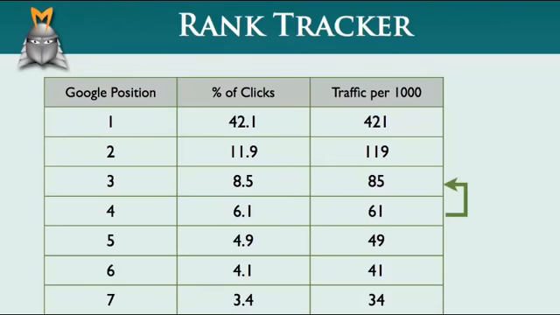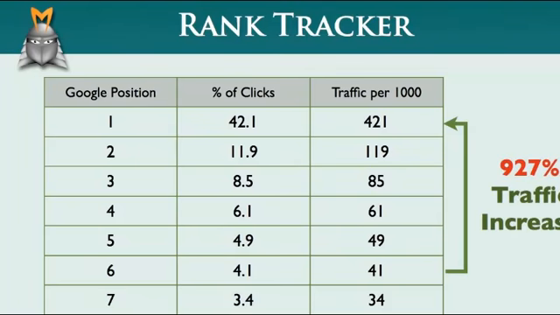From 4 to 3 results in an even larger 39% jump in traffic. Moving from the 3rd spot in Google to the 2nd can result in another 40% increase in traffic. And finally, moving from number 2 to the number 1 spot can potentially increase the traffic to your website by an incredible 254%. And remember, these numbers are cumulative, which means that improving your ranking from number 6 to number 1 can lead to a staggering 927% increase in traffic to your website.